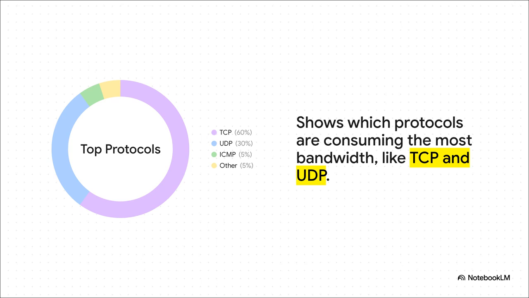Next, you can break it down by the top protocols. This tells you what kind of traffic is hogging your bandwidth. Is it TCP, UDP, something else? Knowing this is so important for planning. A big spike in UDP might just be a bunch of people streaming video, or it could be a DNS amplification attack in progress. This view helps you connect the dots.